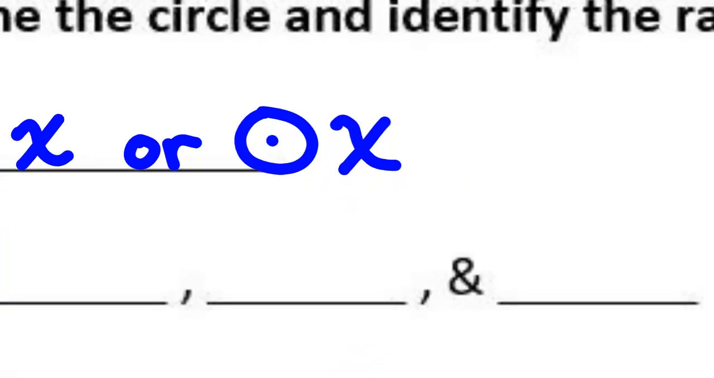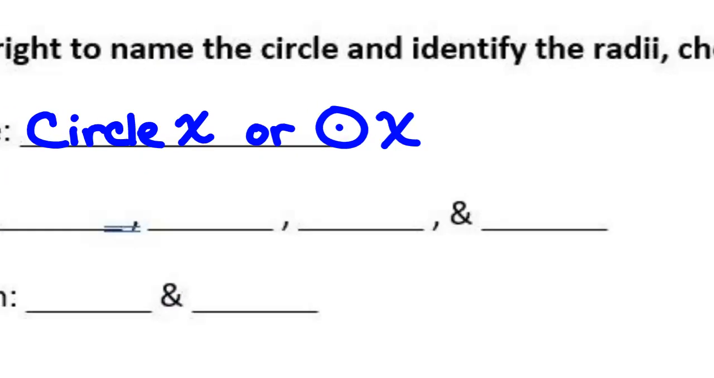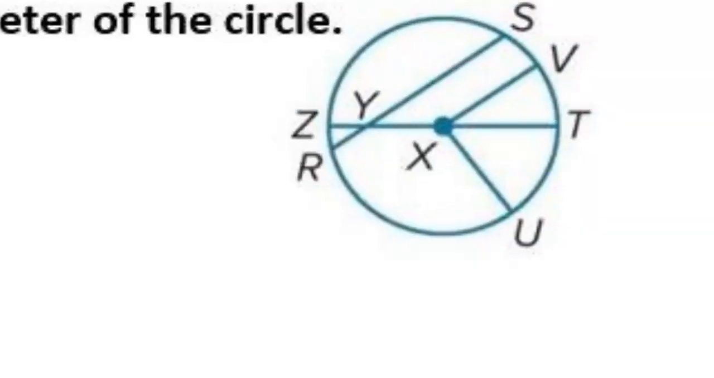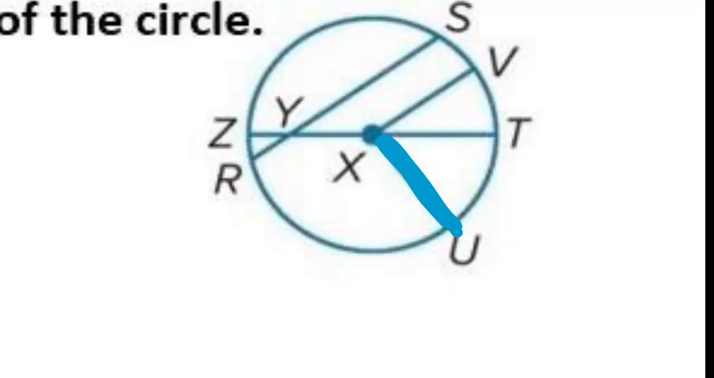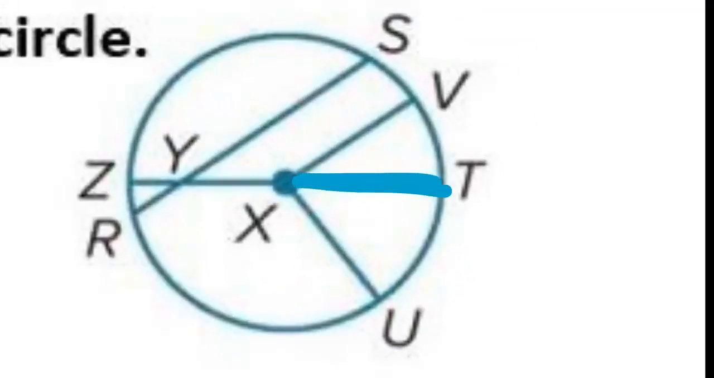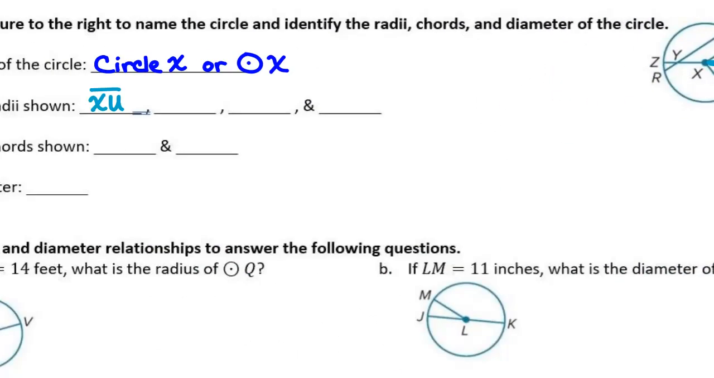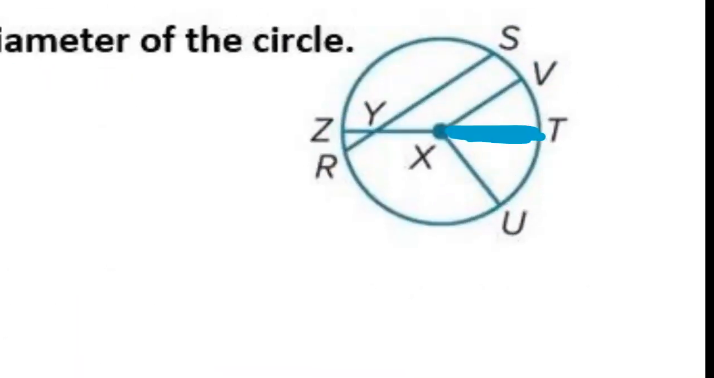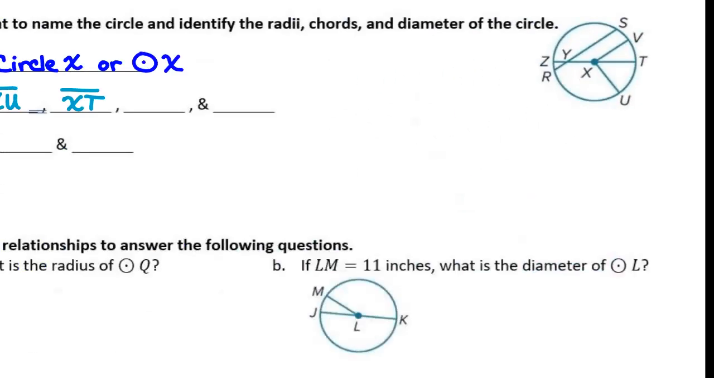There are 4 radii shown. What'd you say? U, T, V, and Z. So those are the outside pieces. This is a segment name, so I have to give it 2 letters. So the center is always going to be part of that, but you're absolutely right. So XU with segment notation over the top. That would be this radius right here. XT, this radius here. XV, this radius here. And then XZ, this radius.